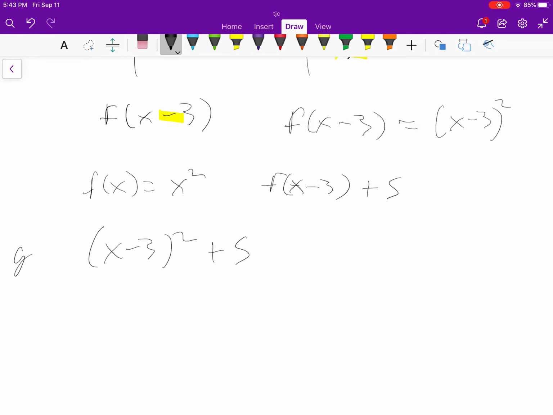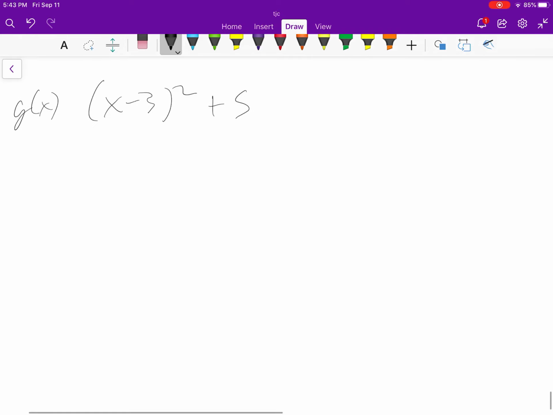So this would be our new g of x. That would be the function, and it's 3, 1, 2, 3, 4, 5 right here. So it would look like that. It's to the right 3, up 5. So there are examples of how to do vertical and horizontal translations.